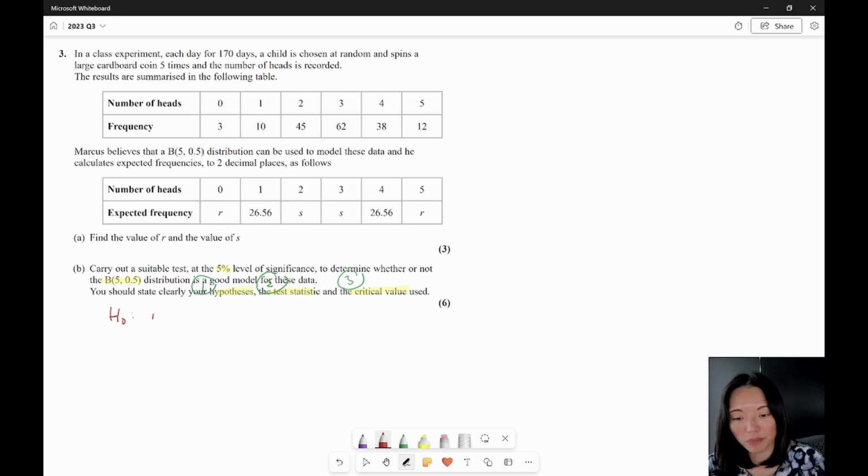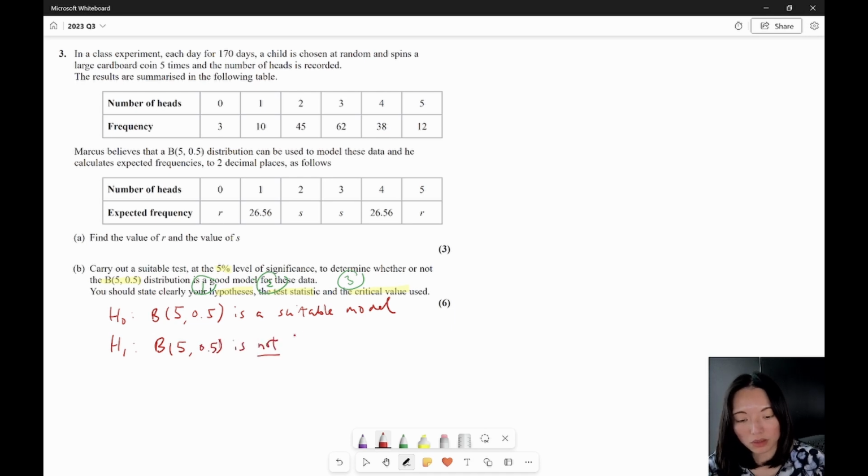H naught is simply that binomial distribution 5, 0.5 is a suitable model. That's our null hypothesis. Alternative hypothesis will simply be the fact that this binomial distribution of these parameters is not a suitable model. So make sure we answer our question. The question is asking us to state the hypotheses.